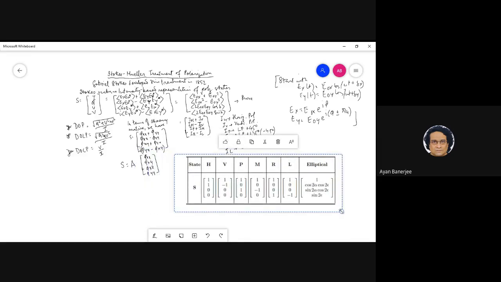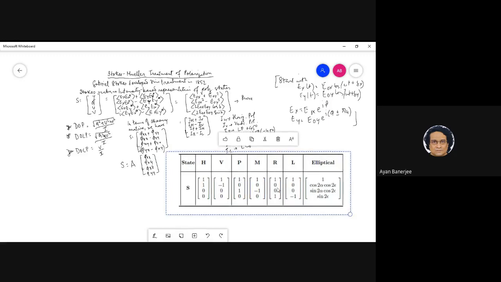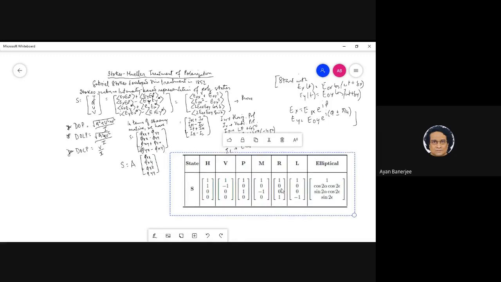Okay, so these are basically the things. This is the most general case, where it's elliptical, and as you see, you know what alpha and epsilon are. This is the azimuth, and this is the ellipticity angle.